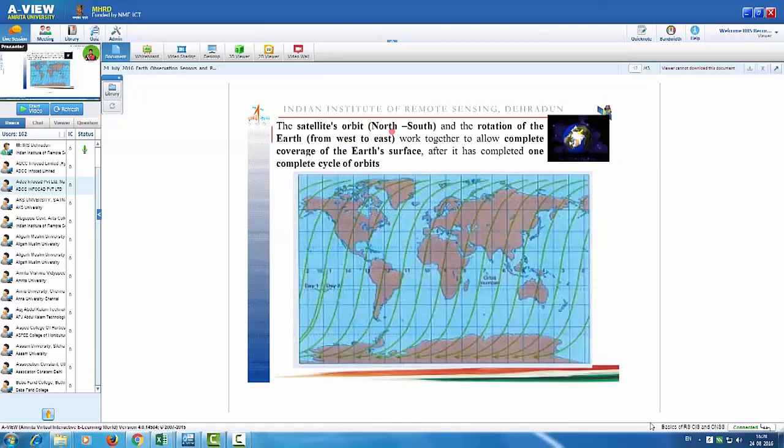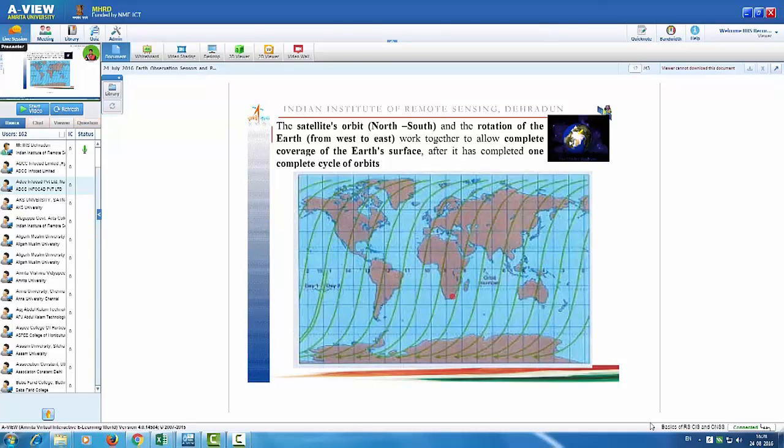Now, as I told to you, the satellite's orbit, because of the revolution from north to south pole, and the rotation of Earth from west to east, work together to allow complete coverage of the Earth's surface after it has completed one complete cycle of orbit. So you can see because of this revolution of the satellite and rotation of the Earth surface, the whole Earth data gets acquired. Now I'll add some more points here.